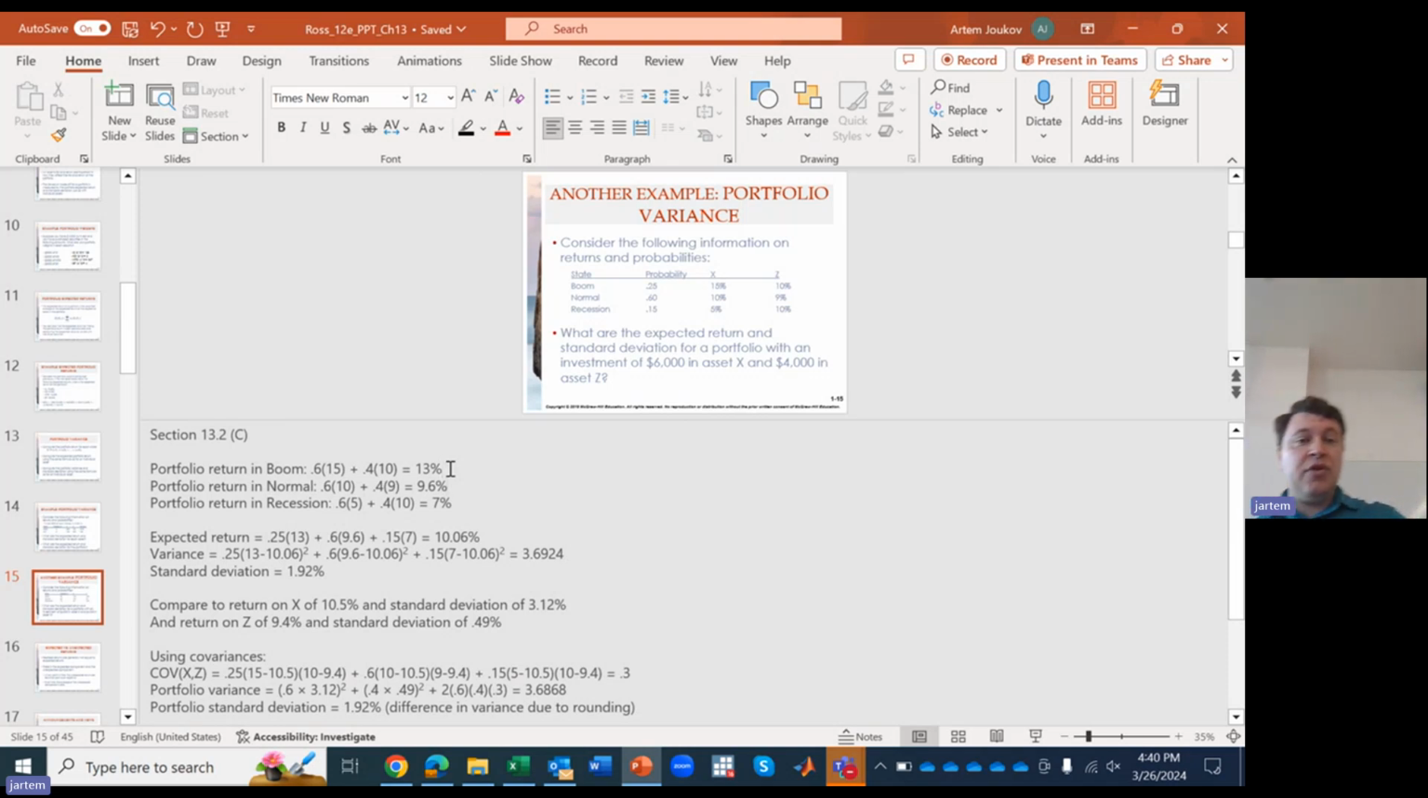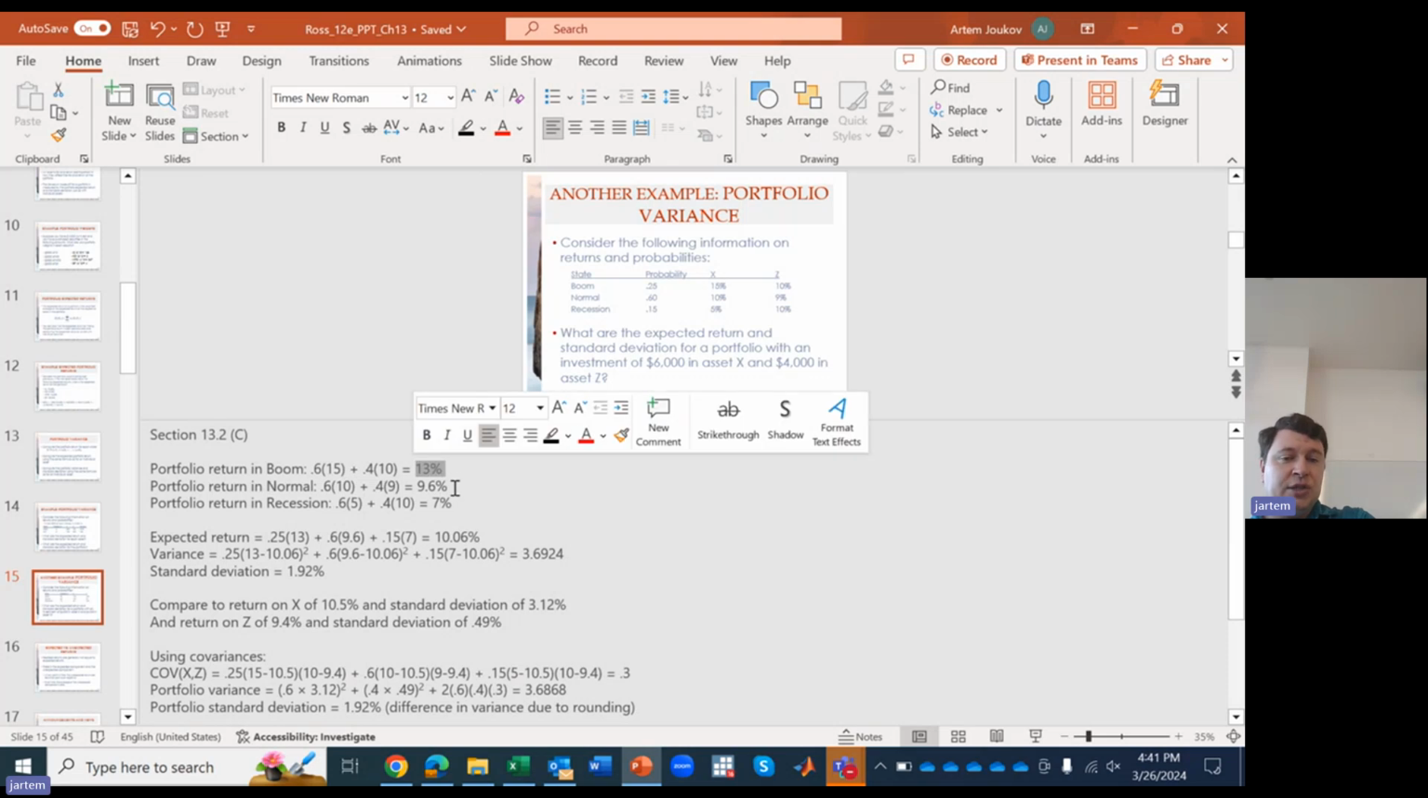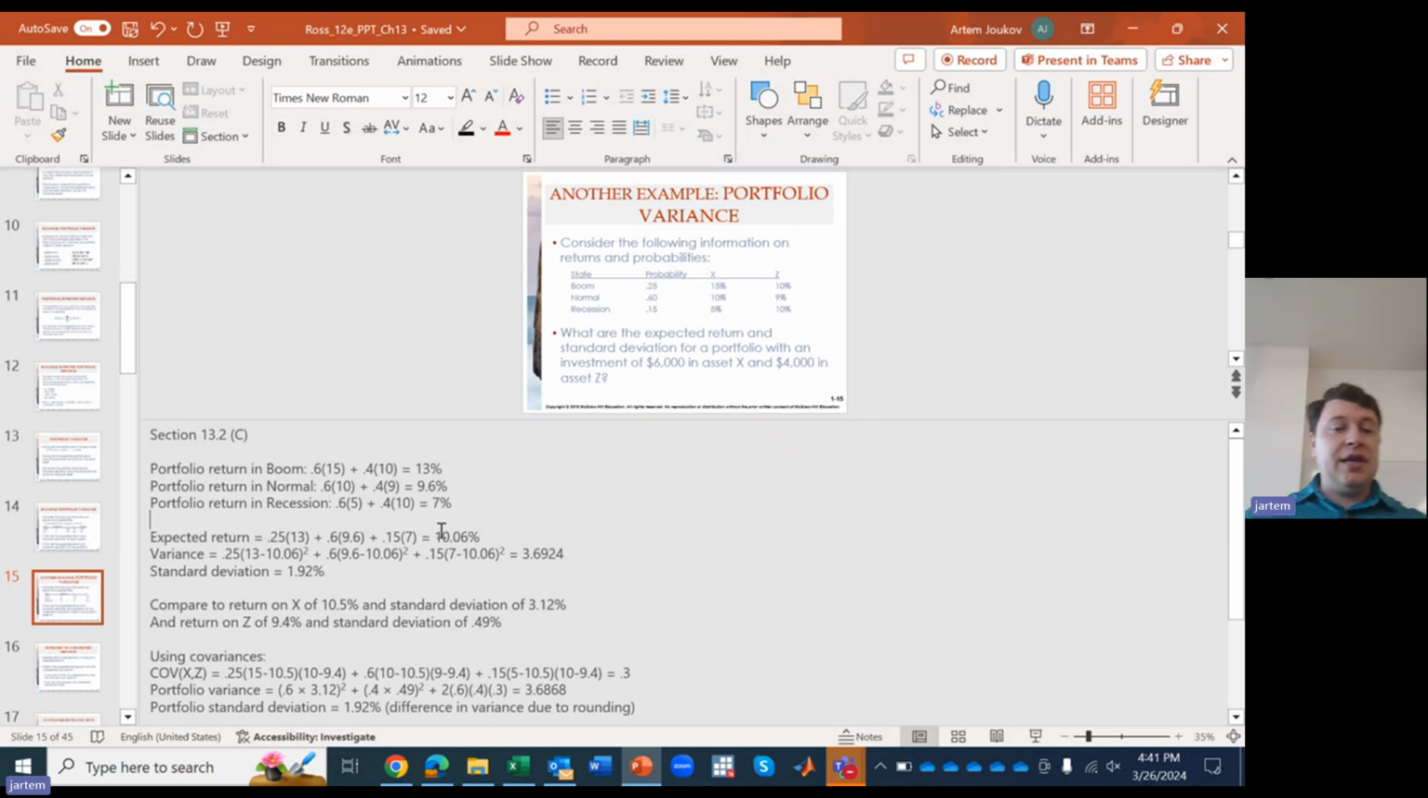You do the same thing for the normal cycle and you get 9.6%. You do the same thing for the recessionary state and you get 7%. So then your expected return is just these percentages that you just calculated, multiplied by the probability that that state occurs. So 13%, that's in a boom. State probability is 25%, so you get 13% times 25.